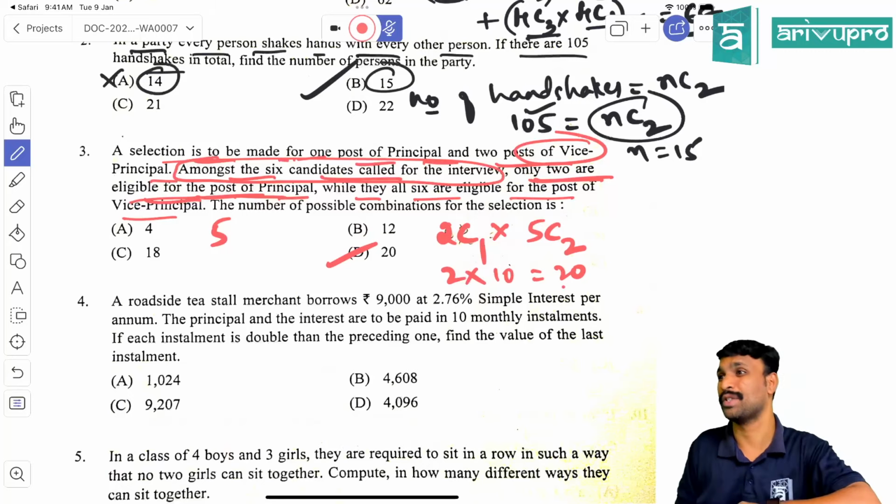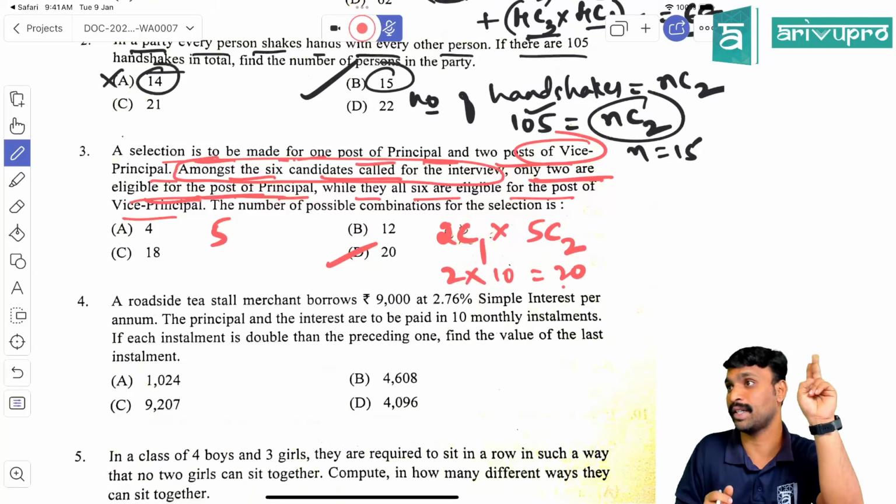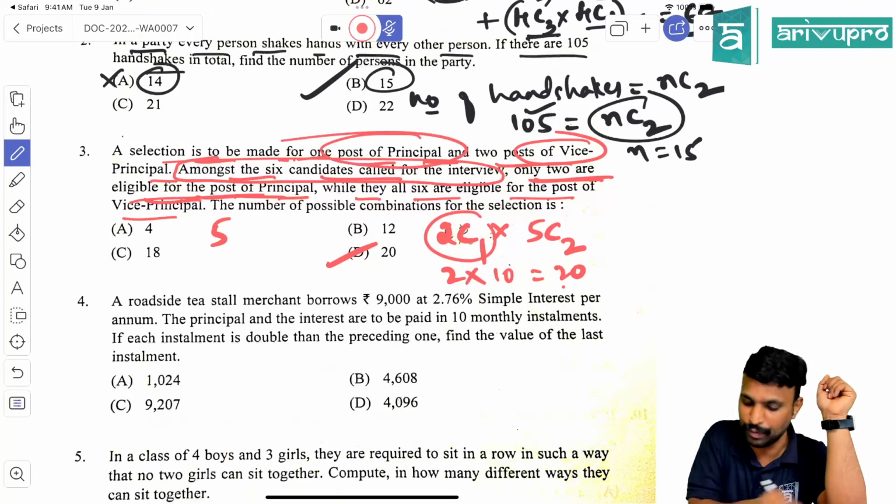Guys, have you understood? Total there are 6 candidates. Out of 6 candidates, 2 are eligible for the post of principal. So obviously 1 is selected, because there is 1 post for principal.